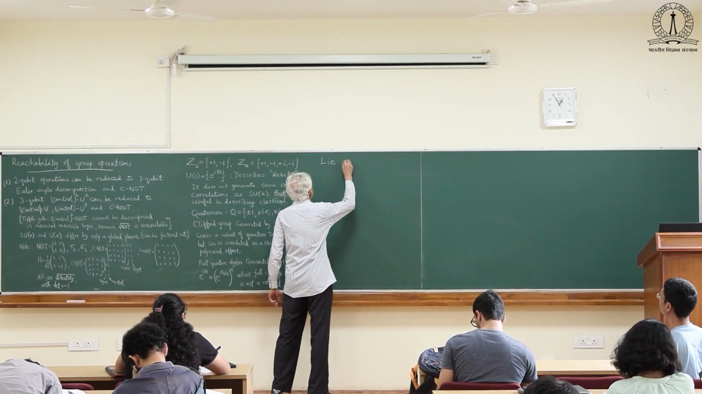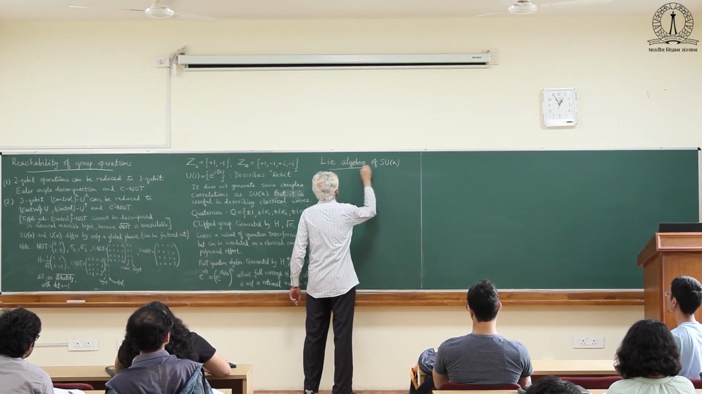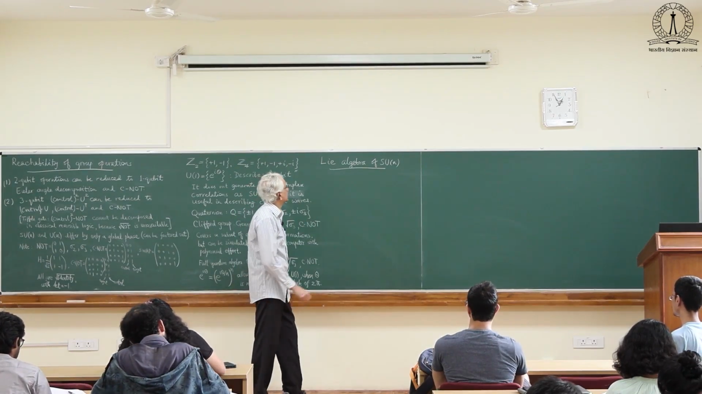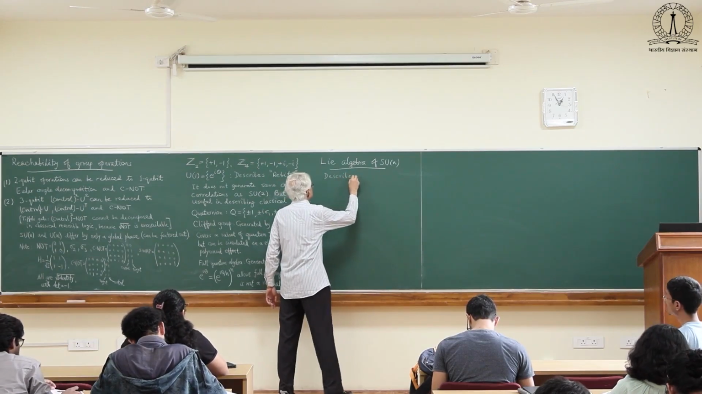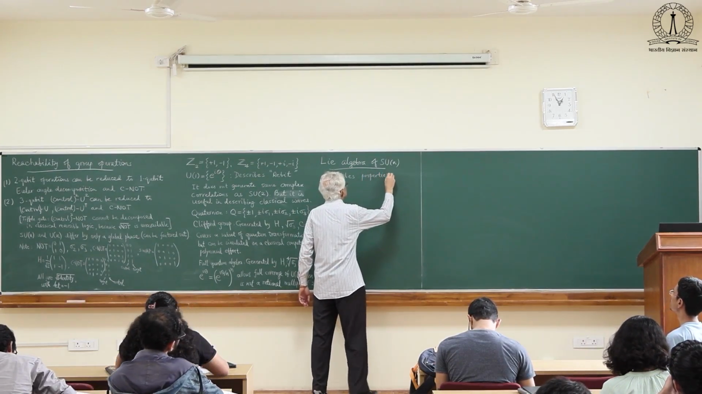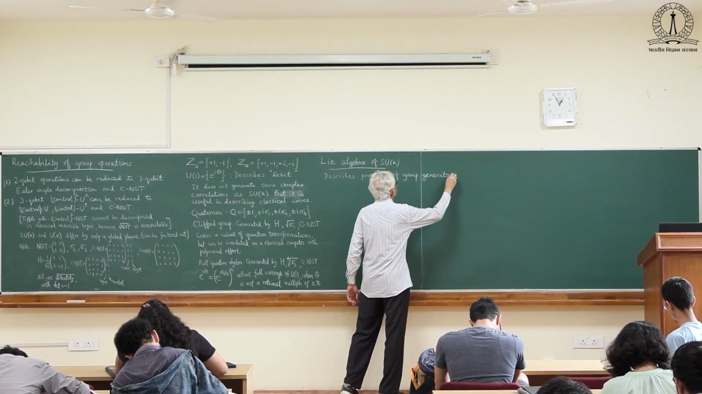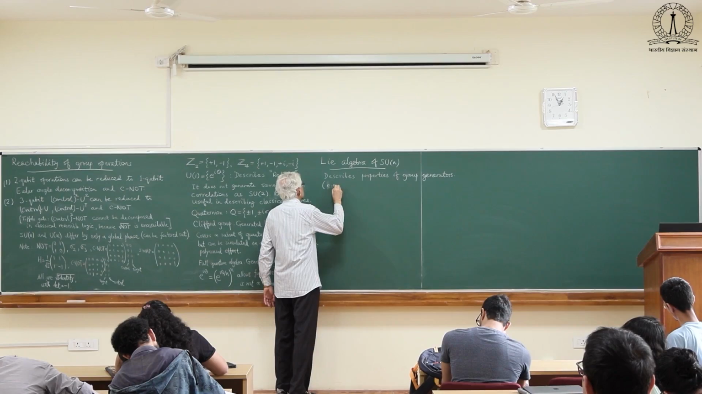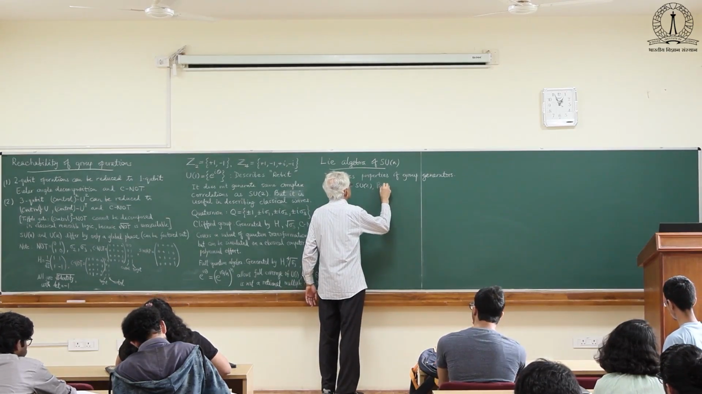generally is described under the label of Lie algebra. So what does Lie algebra describe? It describes properties of the group generators, and what we have seen already is for SU(2), these are Pauli matrices.